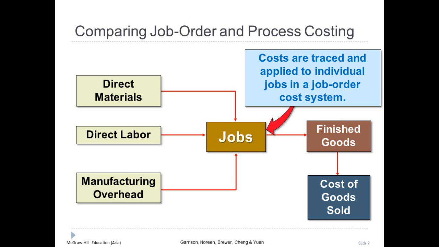There is a key difference between process and job order costing systems. Job order costing systems trace and apply manufacturing costs to jobs. One work in process account is often used to accumulate costs for all jobs.